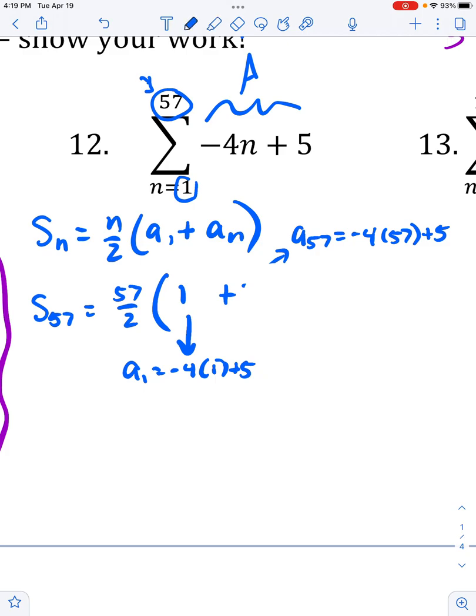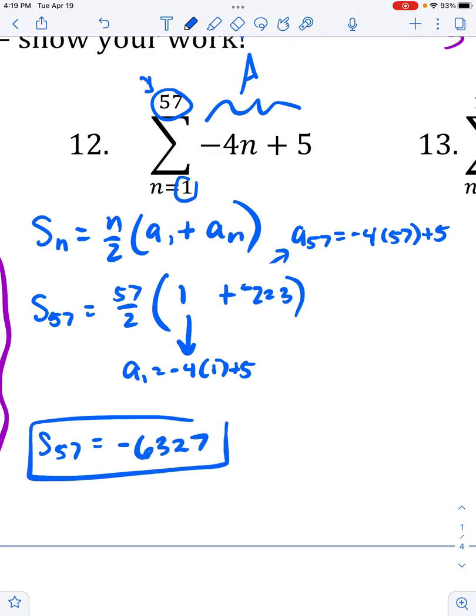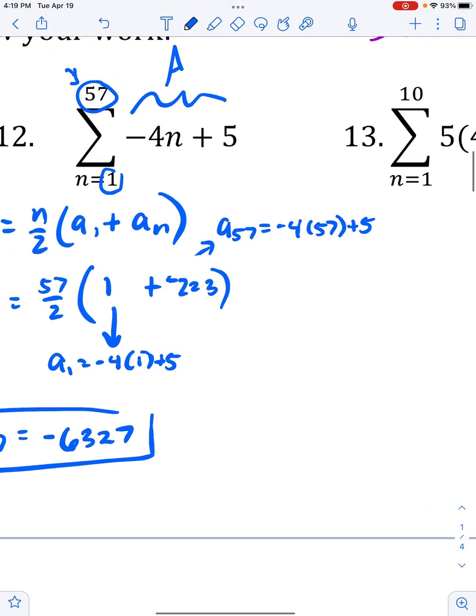So I actually got -223. Can't read my own writing. So the sum of the first 57 terms is -6,327, which is nothing more than doing that formula out on my calculator.